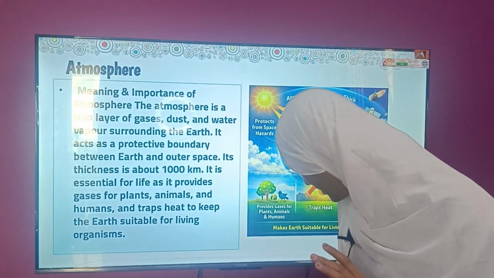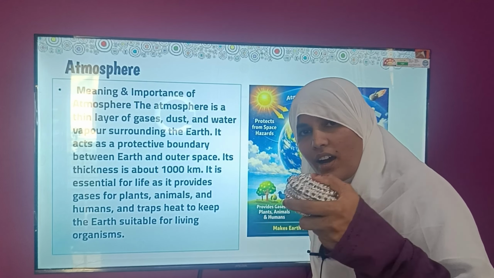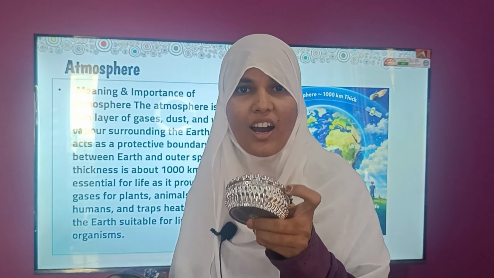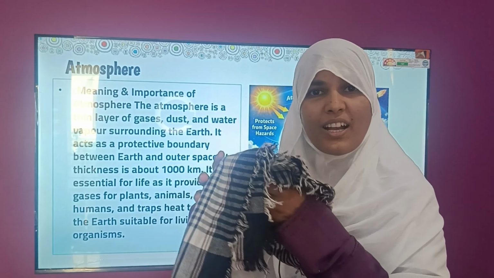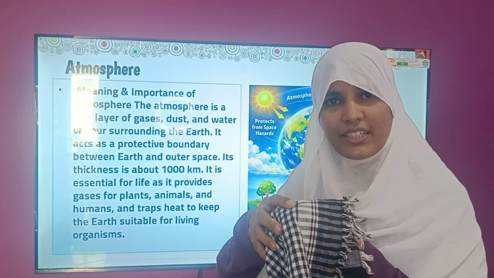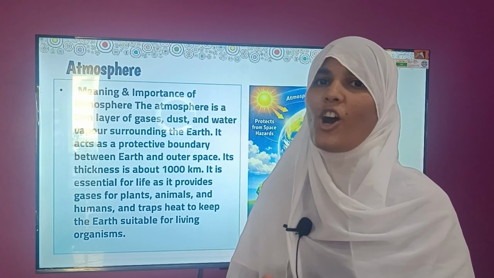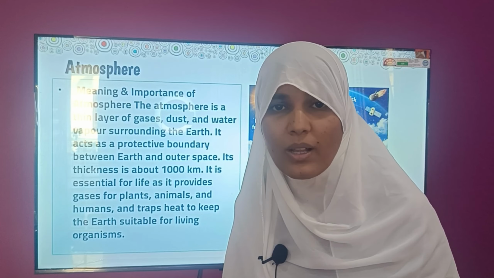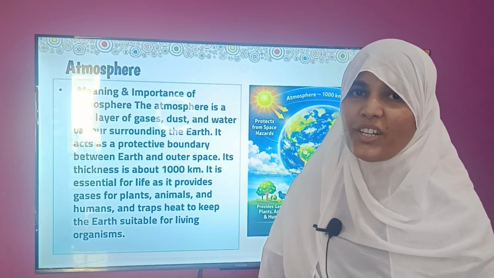So dear students, imagine it is the earth and it is wearing a light dupatta, or a covering like a shawl. That covering is the atmosphere. We cannot see it. It is invisible, but it is always around us. So it plays a very important role.